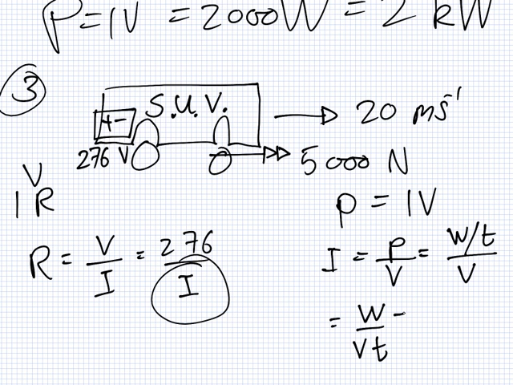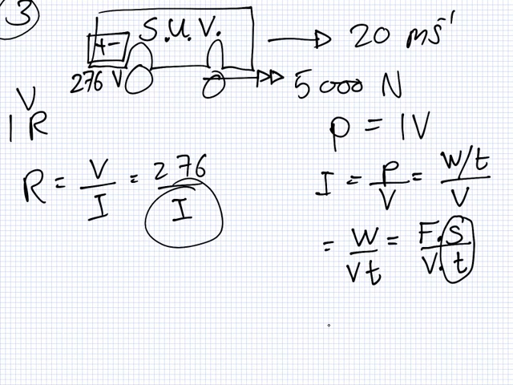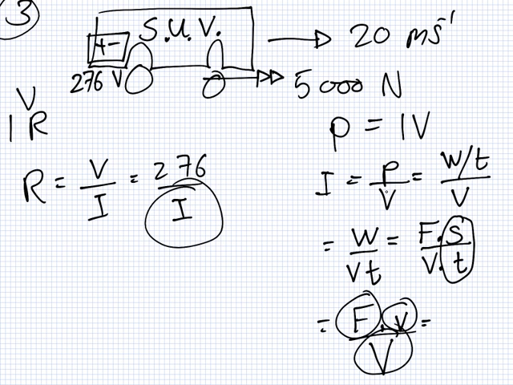Now what's the formula for work? Force multiplied by distance, over volts multiplied by time. But what is distance divided by time? Speed. Now this V is speed and this V is volts. Do we know the force? Yes. Do we know the speed? Yes. Do we know the volts? Yes. So now we have the current.